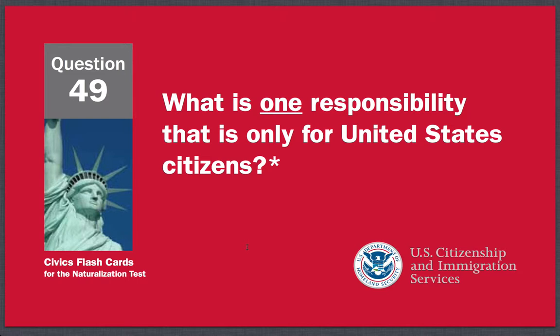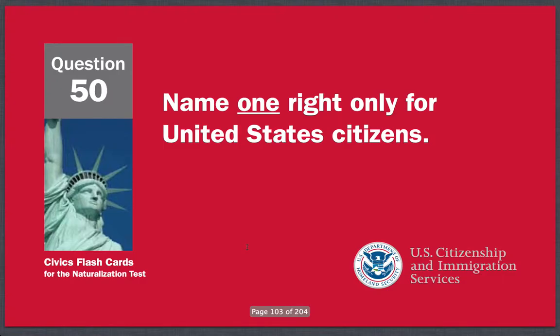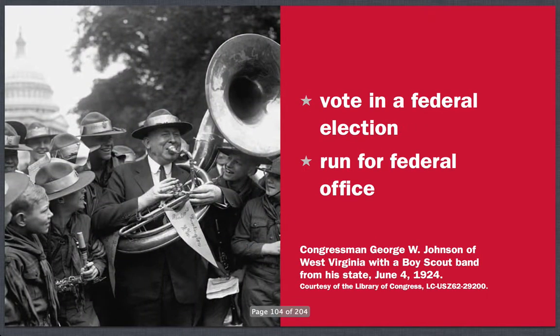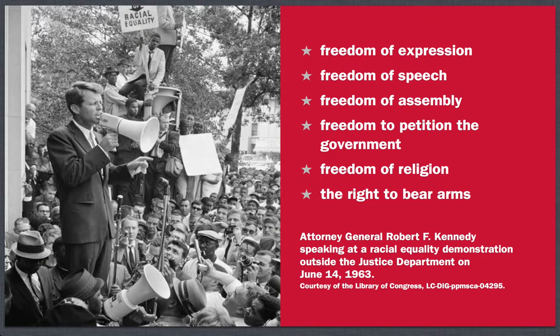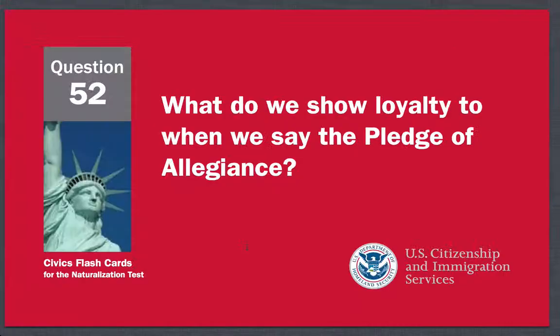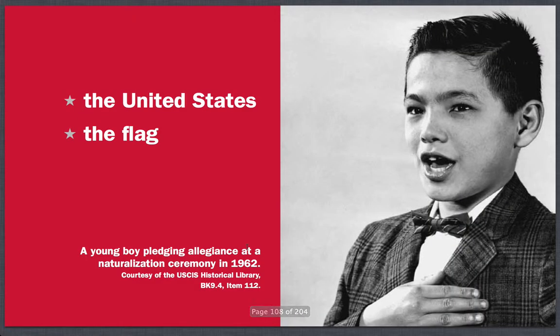What is one responsibility that is only for United States citizens? Serve on a jury, vote in a federal election. Name one right only for United States citizens. Vote in a federal election, run for federal office. What are 2 rights of everyone living in the United States? Freedom of expression, freedom of speech, freedom of assembly, freedom to petition the government, freedom of religion, the right to bear arms.